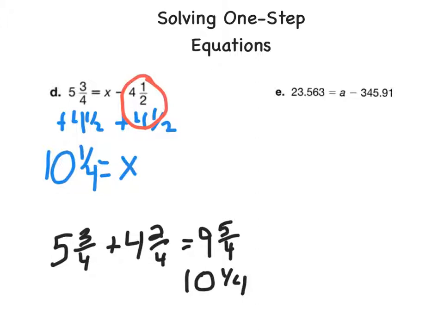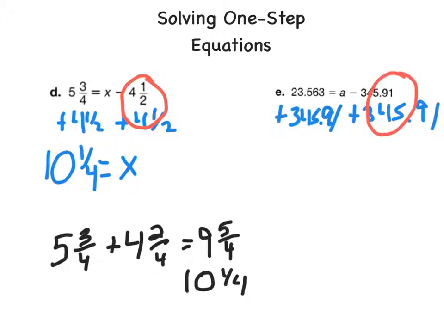Once again, this is a subtraction problem, so to get rid of the subtraction of 345 and 91/100ths, I would have to add that number. So I'm going to add it to this side as well. So when I add it, this will give me 0 again. And so I have equals a.